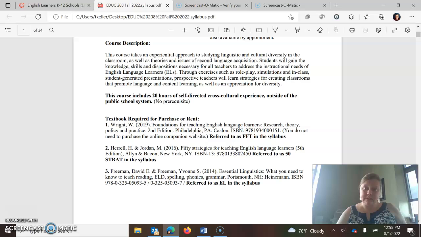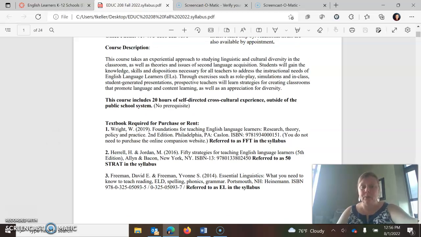There are 3 textbooks that we'll use in this course. You can see them listed here. You're welcome to use older versions of the textbooks. Just meet with someone that has a more recent version so that you can match up the pages and the readings. But for the most part, they're pretty similar from version to version. We will talk about the 20 hours in this video, so just know that we will talk about the cross-cultural hours.